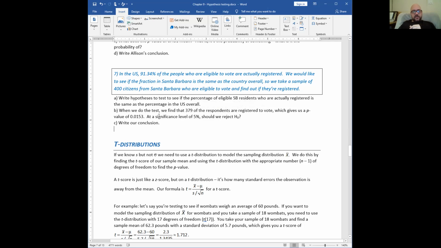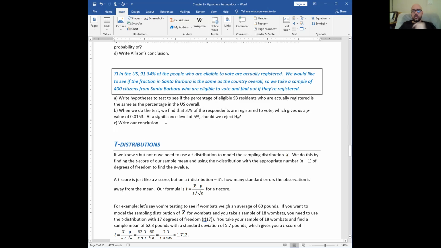All right, so our alpha is 5%. We got a p-value of 1.5%. 0.0153 is 1.53%. And so should we reject the null hypothesis? Without scrolling up to look, my question is, is the p-value smaller than alpha? Yes, it is in this case. So yes, we should reject the null hypothesis. This small p-value makes me want to reject the null hypothesis.